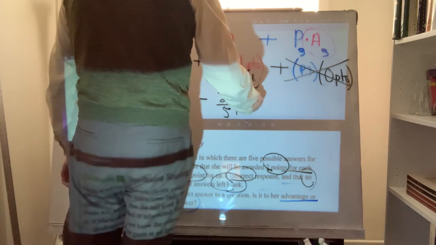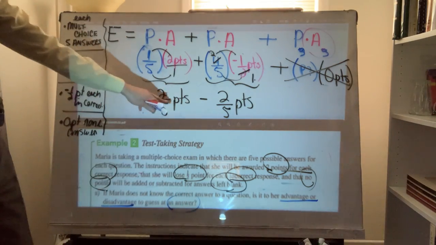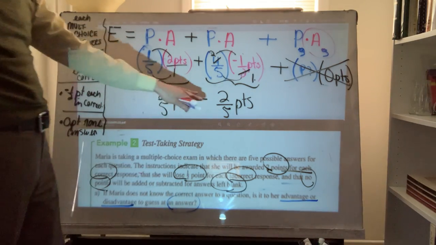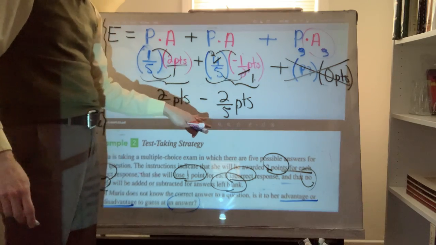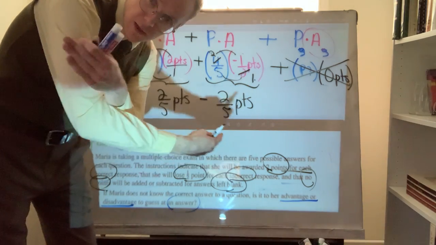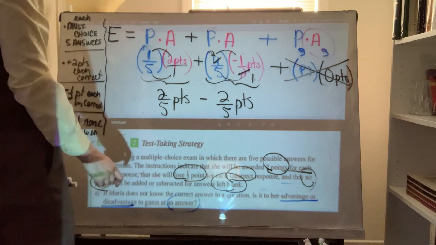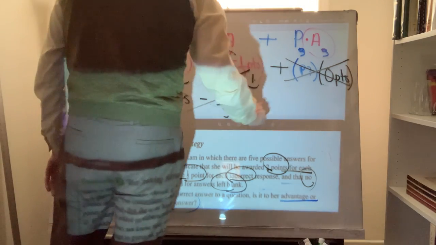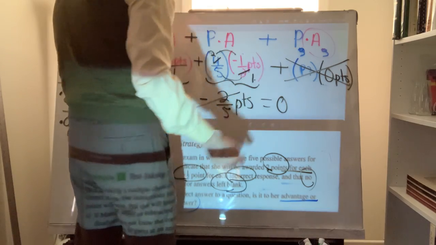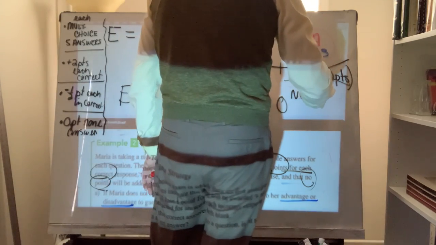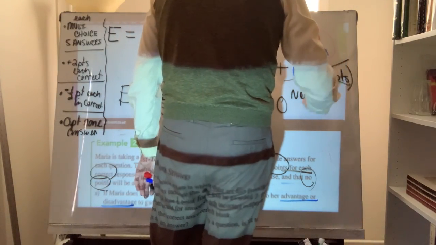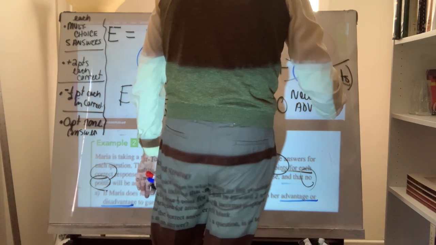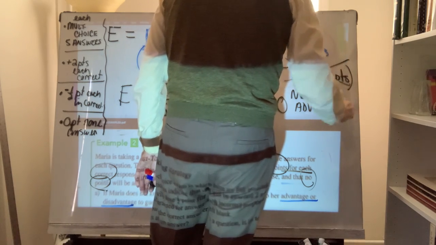So you have, in this instance, 2/5 of a point, and in this case, -2/5 of a point. If they're the same magnitude but in opposite direction, what's going to happen here? The expected value is going to basically cancel, and you're going to get 0, which means that there is neither an advantage nor disadvantage, because you get a 0.